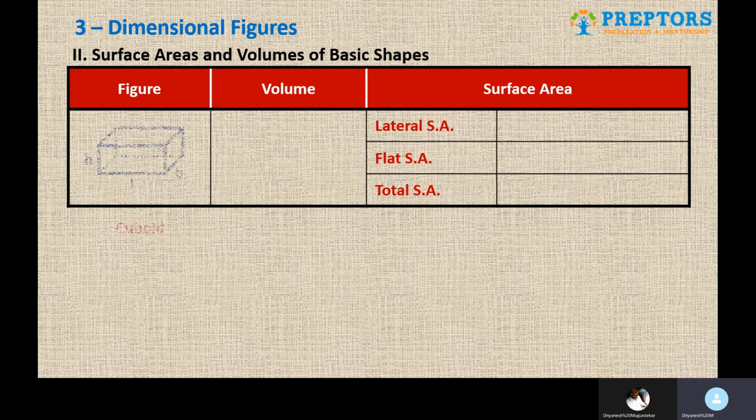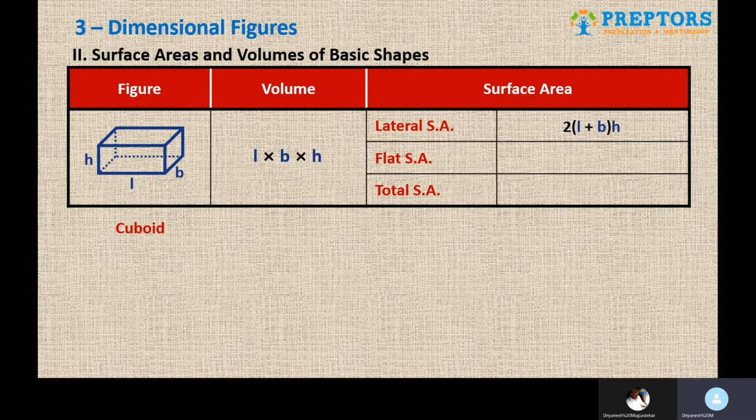The second figure is a cuboid, which is a big brother of the cube but with different dimensions, L, B, H. Again volume, it's a prism only. Area of base into height. In the base you see a rectangle, height is h, so LBh is the volume. This is the reason. Lateral surface area: front, back, left, right, four rectangles, area will be 2 times L plus B into H.